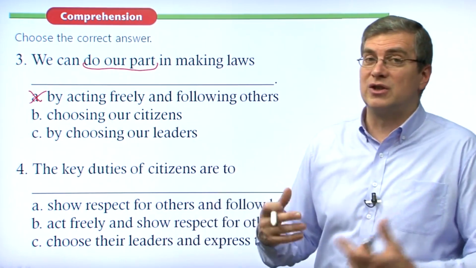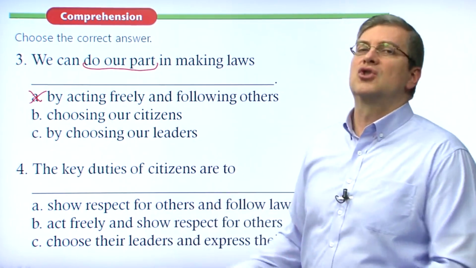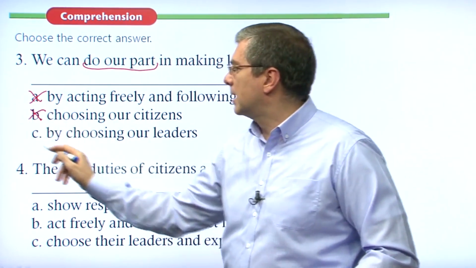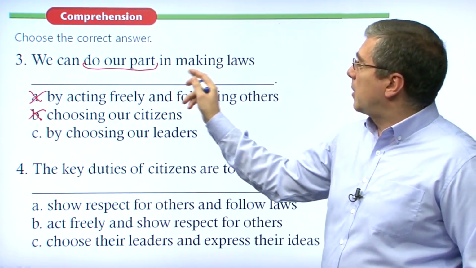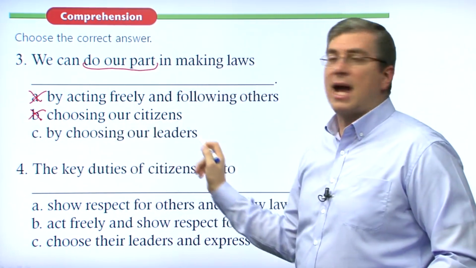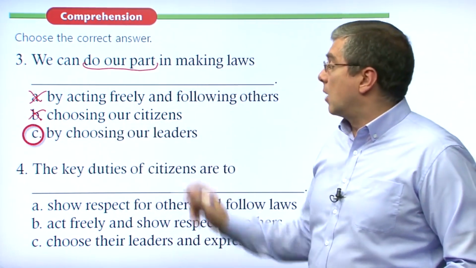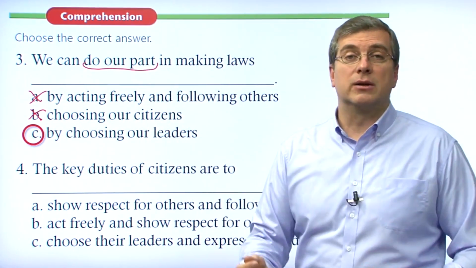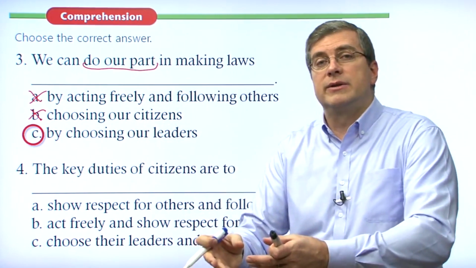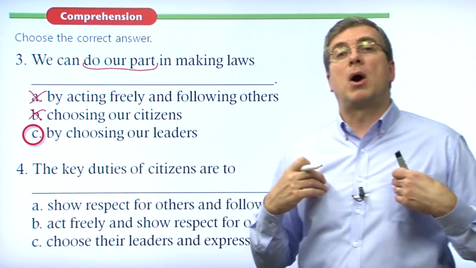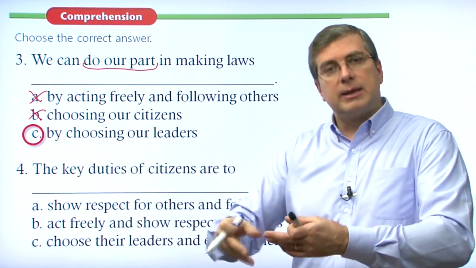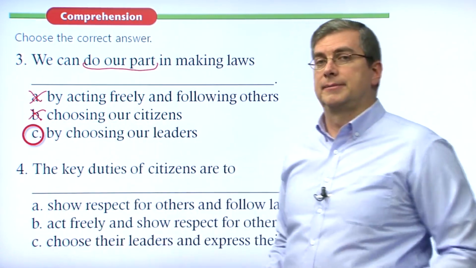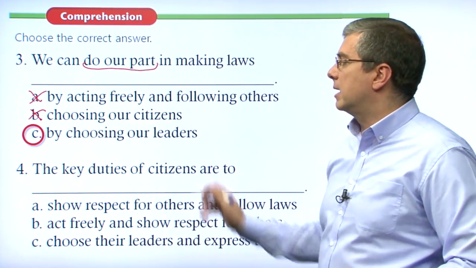Now, they can choose to change citizenship, but we don't choose them. They choose for themselves. So B is not correct. C, we do our part in making laws by choosing our leaders. Sure, our leaders make laws, but we do our part by choosing our leaders. That's our part. We choose the leaders, and the leaders make the laws. So that's our part in making laws. It's indirect.